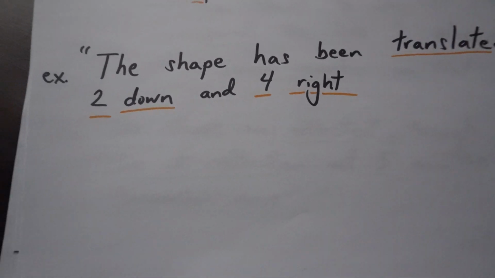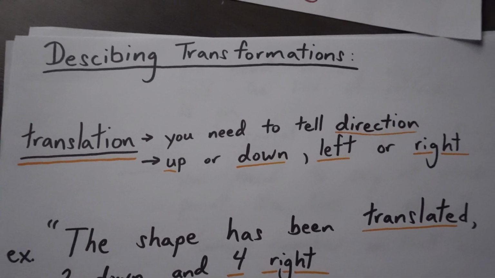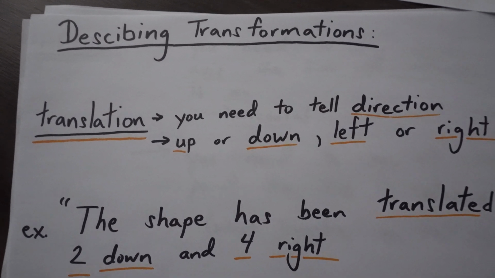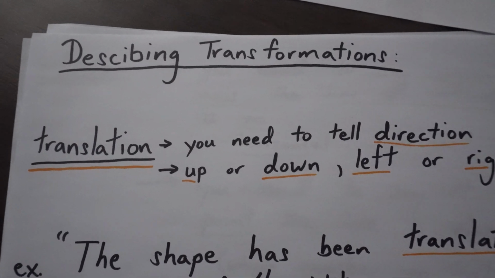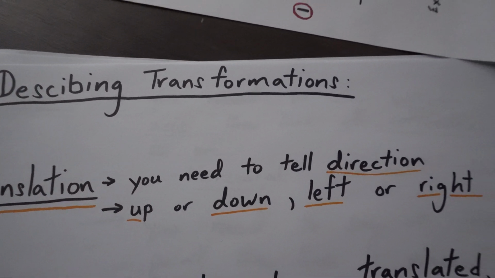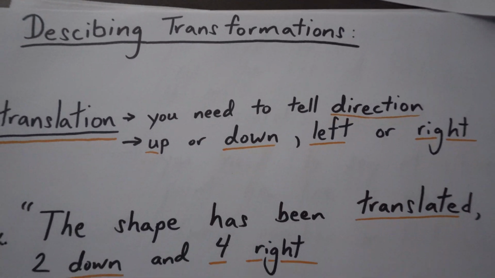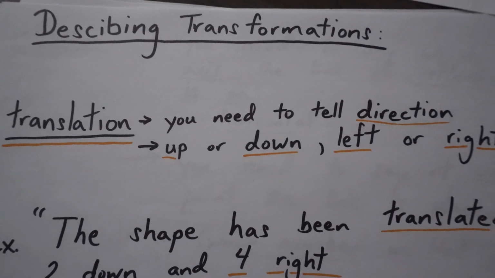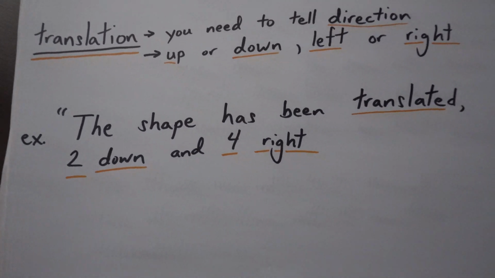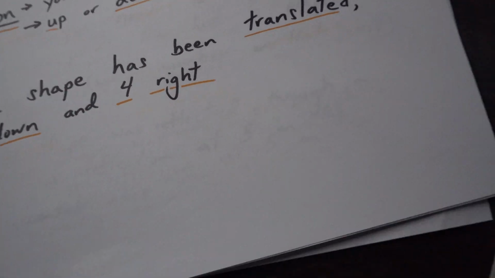Now the fun part that you all will loathe, describing transformations. It's not enough that you understand those three kinds, you have to explain them when you see them in your math books. For a translation, that was the slidey slide, you need to tell the direction, up or down, left or right. This will be your favorite one because it is kind of the easiest one. An example of that would be to say the shape has been translated 2 down and 4 right.